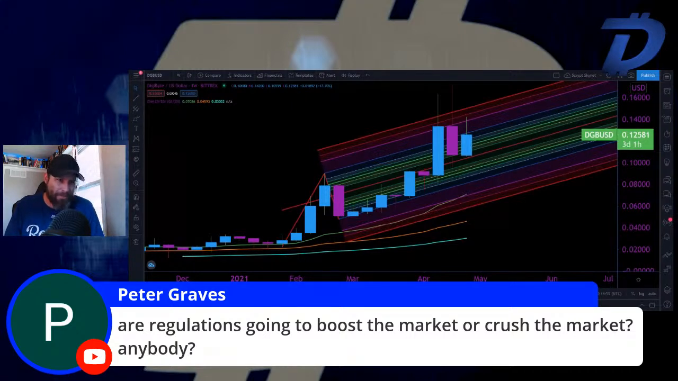Peter, are regulations going to boost the market or crush the market? Anybody? Let the regulations do their own thing. They're trying to regulate everything. But again, guys, we don't have to let them. The whole point is decentralized blockchains and DeFi are supposed to regulate themselves. So regulations are for the scammers. And if that's the narrative they want to push, we need to control the wallets, control the keys, control Bitcoin, control this whole DeFi market, privacy and all that.